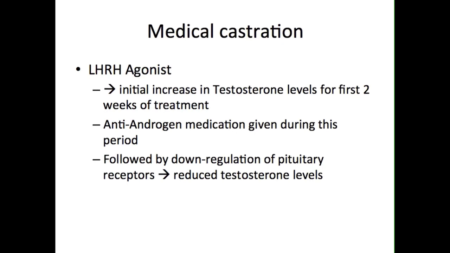Medical castration involves the use of LHRH agonists, such as goserelin, which initially cause an increase in testosterone levels. However, after 2 weeks of treatment, there is downregulation of pituitary receptors, leading to a reduction in testosterone levels, and therefore theoretically a decrease in the size of the prostate tumour.